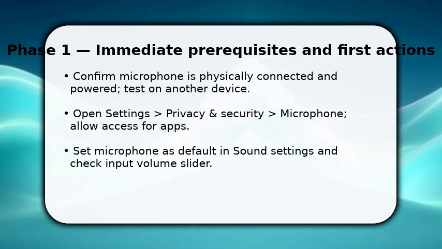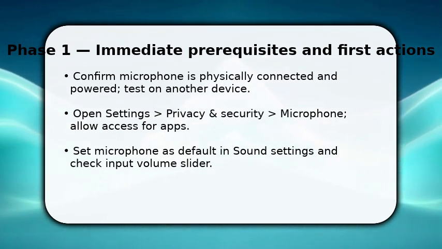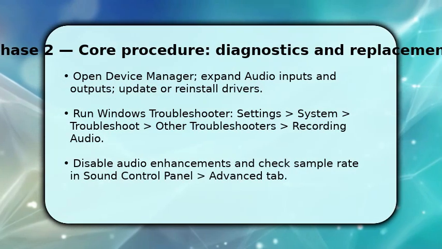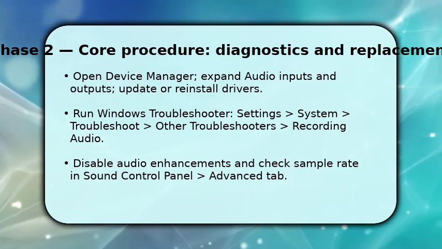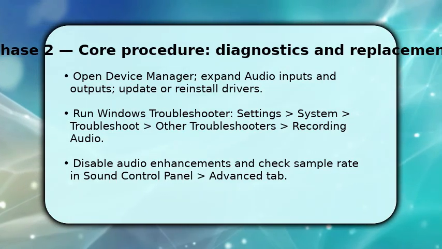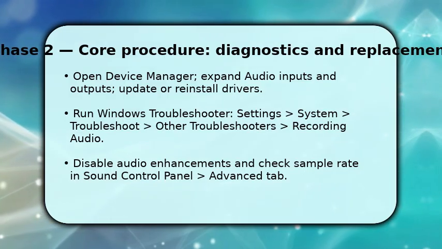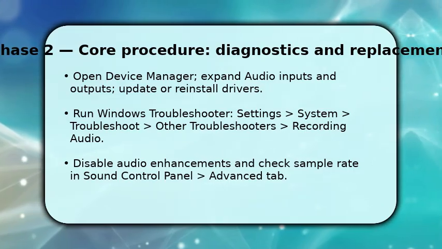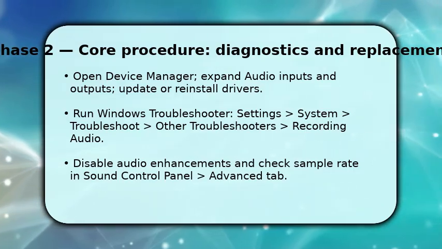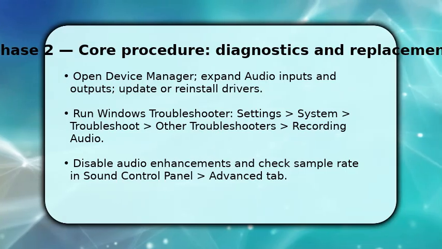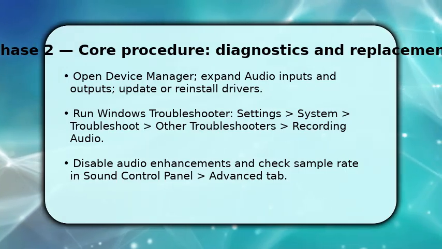You now update drivers and run focused troubleshooting to address software causes. Open Device Manager, expand audio inputs and outputs, right-click the microphone and choose Update Driver. If that fails, uninstall the device and restart. Windows will reinstall it. Next, run the recording audio troubleshooter via Settings, System, Troubleshoot, Other troubleshooters to apply quick fixes.